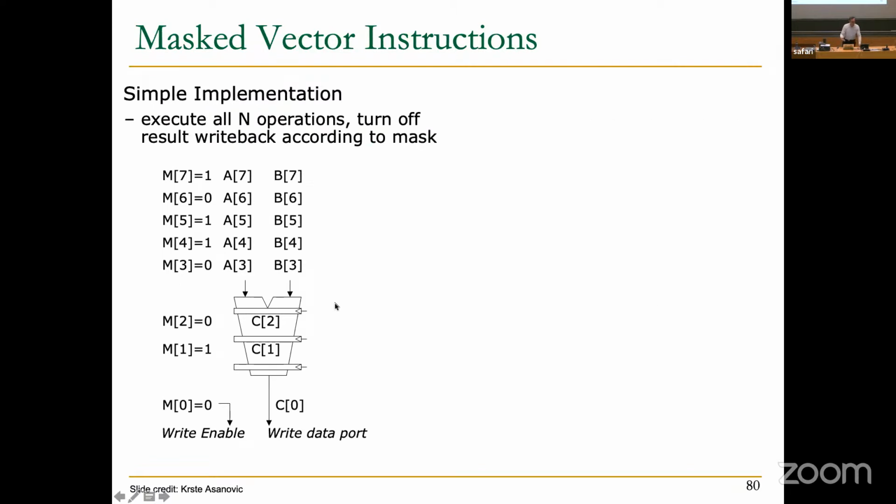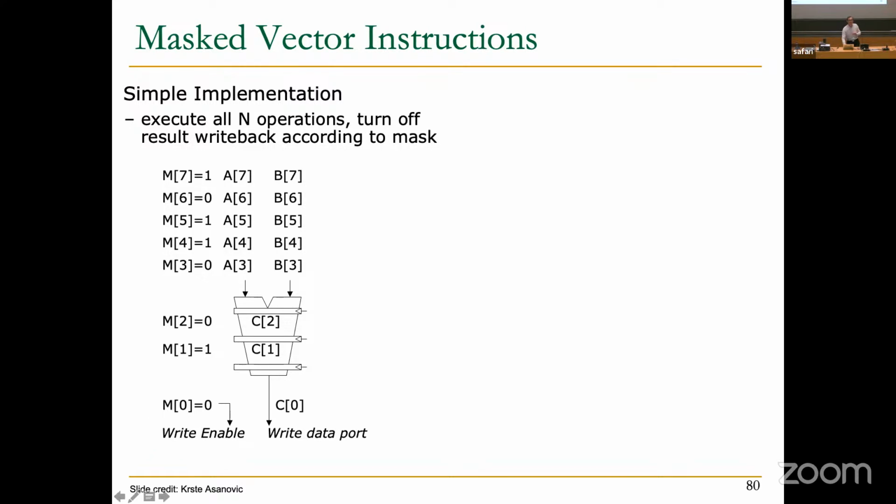So how do you implement these mask vector instructions? A simple implementation would be to execute all of the operations, but turn off result write back according to the mask. So these are the mask bits, corresponding to the elements going into the functional units. Let's assume that there's a multiplication. You do all of the multiplications, but before you write the elements into the vector register, you check whether the mask is 0 or 1. If it's 0, you don't write the element to the vector register element entry.